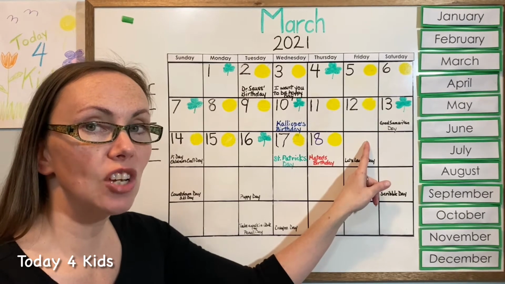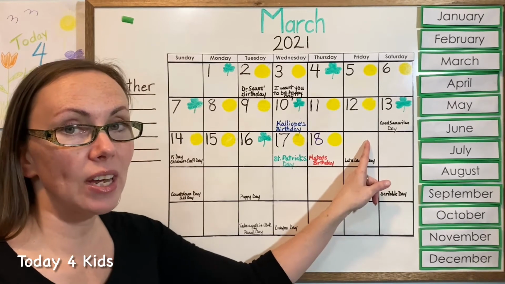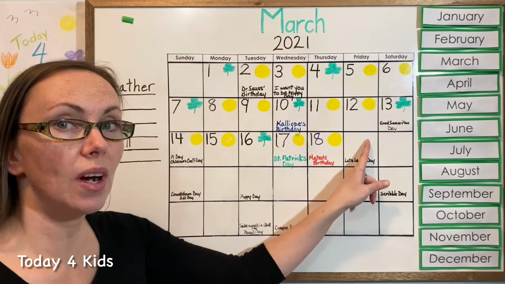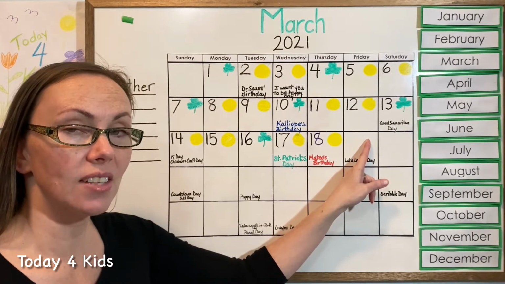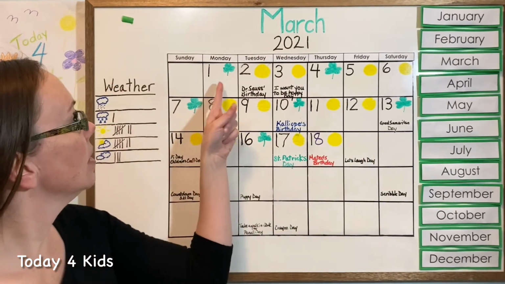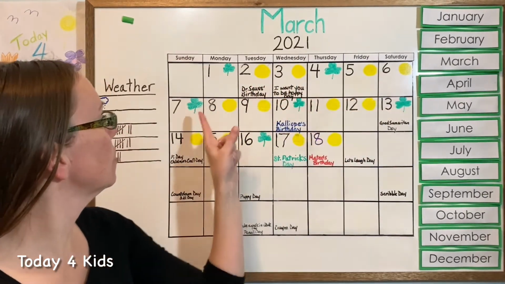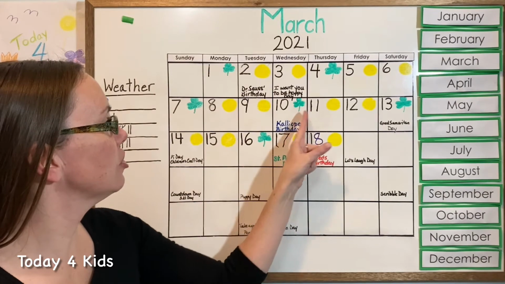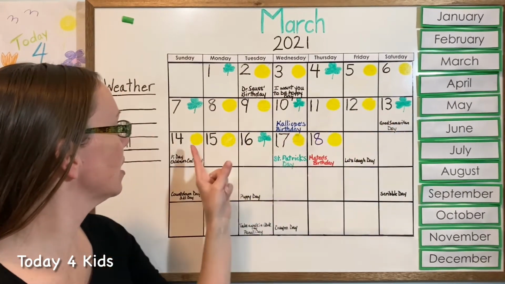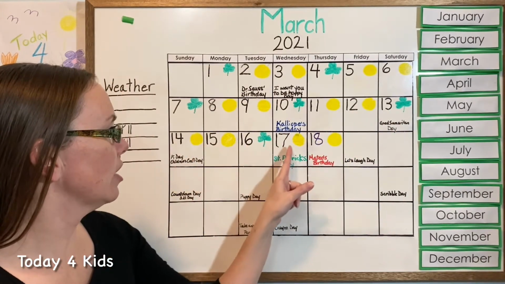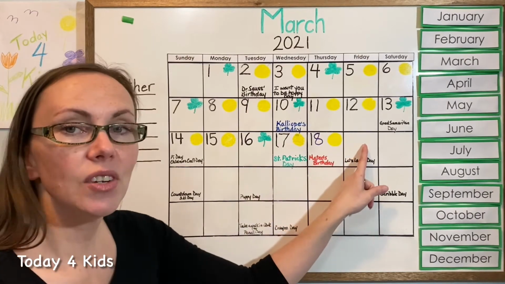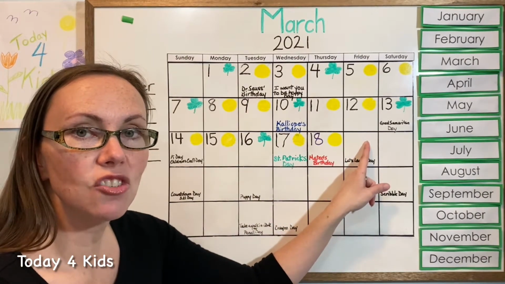What do you think the next shape is going to be? I hear some great guesses. Let's go back to the beginning and do our pattern together and see if our answers are correct. Are you ready? Green shamrock, yellow circle, green shamrock, yellow circle, green shamrock, yellow circle, green shamrock, yellow circle, green shamrock, yellow circle, green shamrock, yellow circle, green shamrock. Did you guess green shamrock?